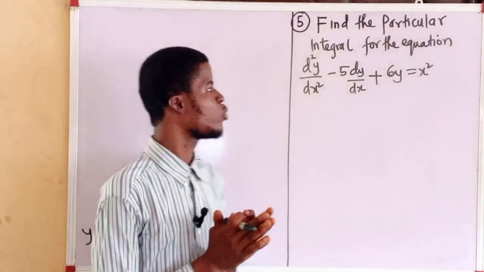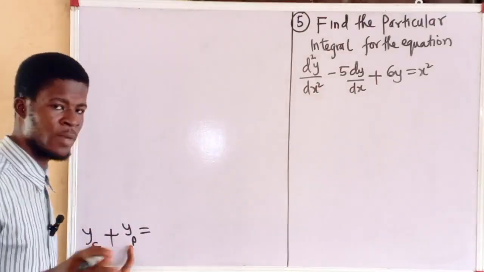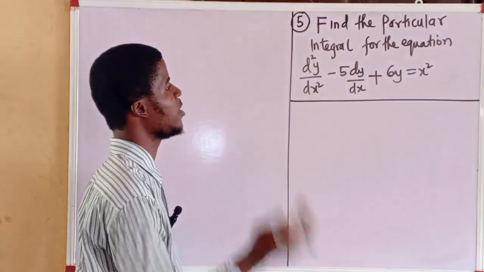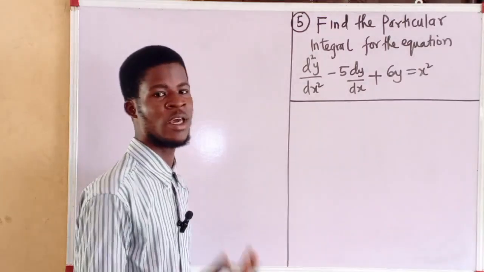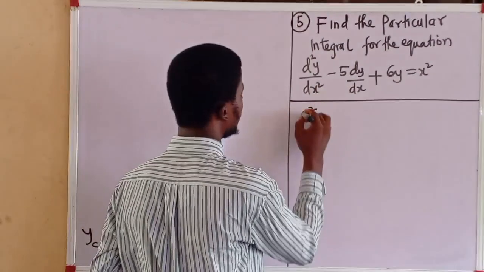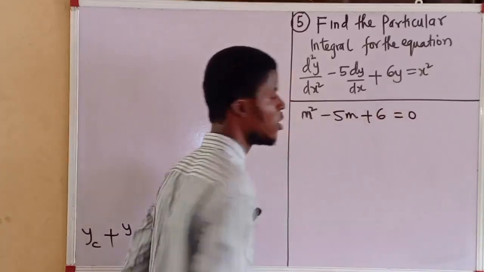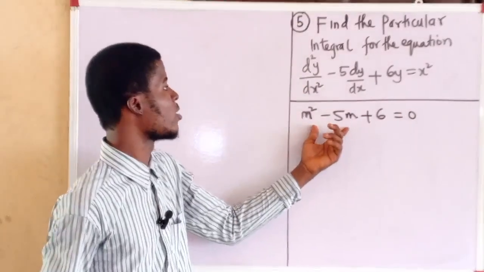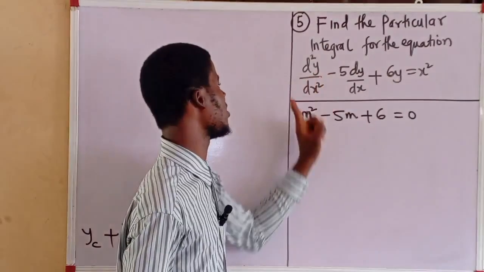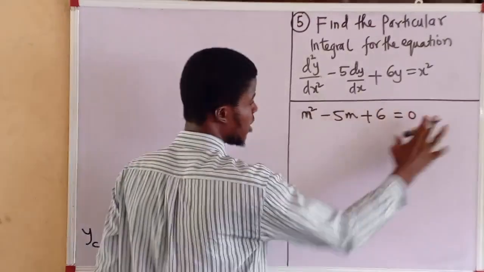So what I want to do is quickly run through the process of determining both the complementary function and the particular integral. I'll write the auxiliary equation of this differential equation. If I replace dy dx with m and d squared y dx squared with m squared, I'll have m squared minus 5m plus 6 equal to 0. We call this the auxiliary equation. We set the left hand side to 0 after replacing dy dx with m and d squared y dx squared with m squared. So I want to solve this quadratic equation now.